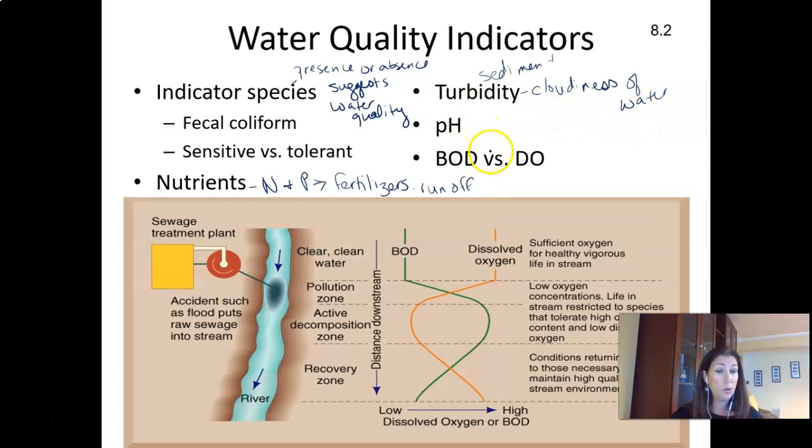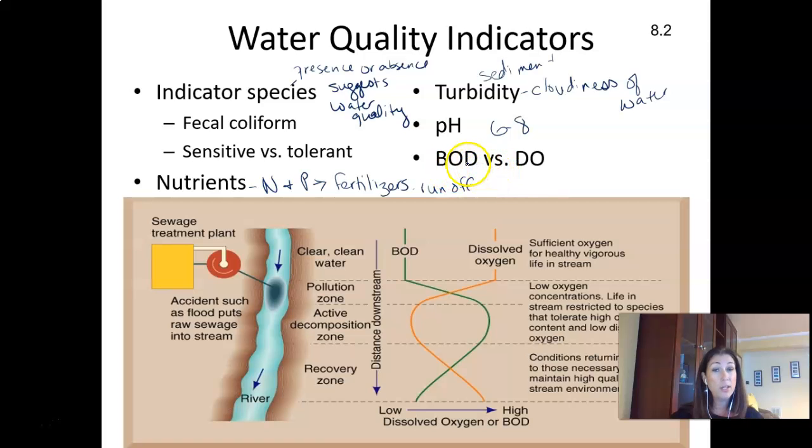Now, pH is another indicator. Most critters like to have a pH right around neutral of 7, but a lot of times we can have a pretty healthy range of about 6.8. But if you get too far beyond that, it might become too acidic or too basic for most living things.